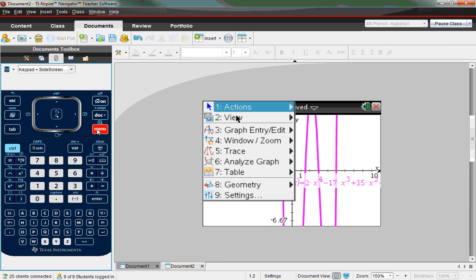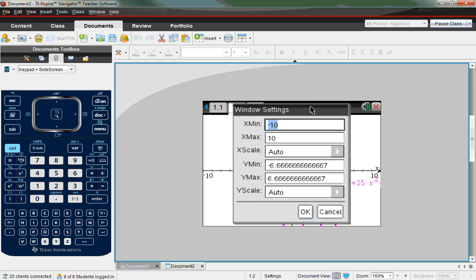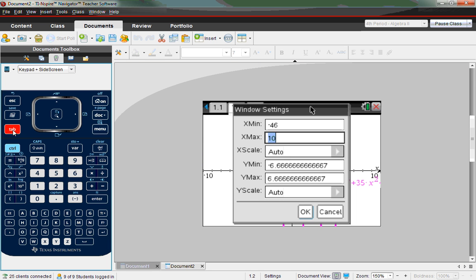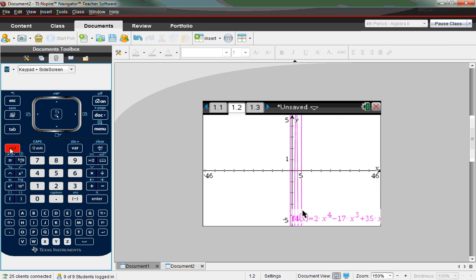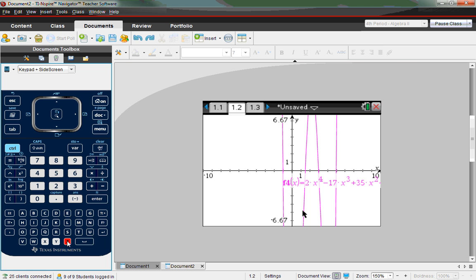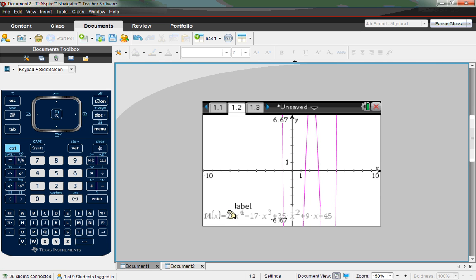So if I change my window size to be negative 46 to positive 46 and go by units of 5, and I always change this to be negative 5 to 5 and go by units of 1. It's just easier for me to see it. That's what I have. Are all my zeros in that range? They are. Did I need to do that range to begin with? No, I didn't need to, because if I Control Z and change that, can I see all 4 of my zeros right there? Yes.